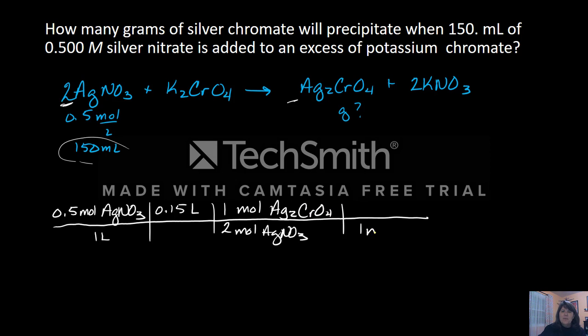And I know that 1 mole of silver chromate, and I wrote it down, is 330 grams. So when you do the math on this one, following sig figs, you should end up with 248 grams. Don't forget to put the chemical name, of Ag2CrO4 is produced.